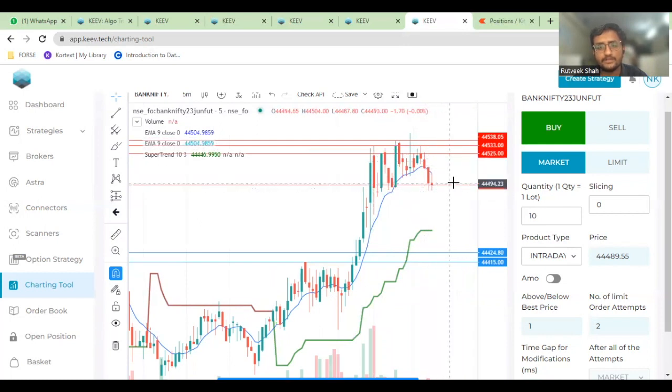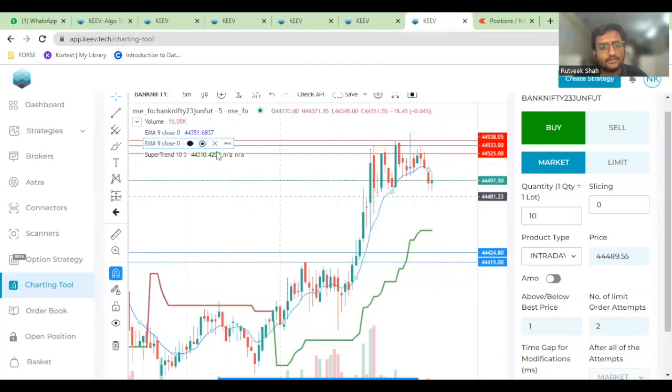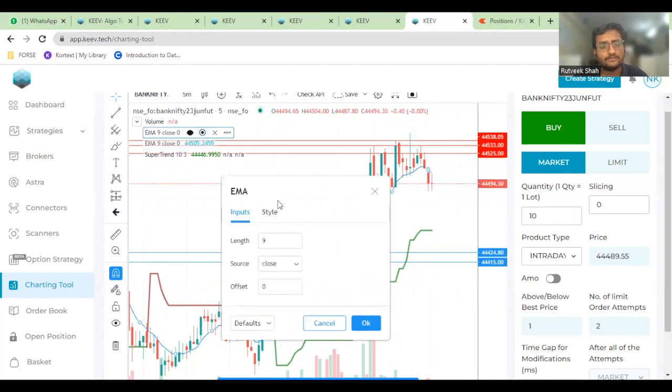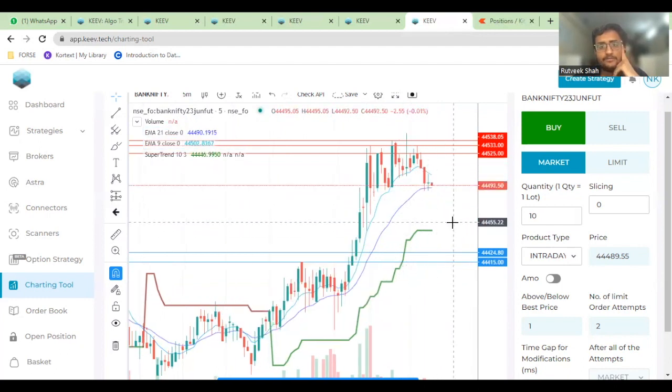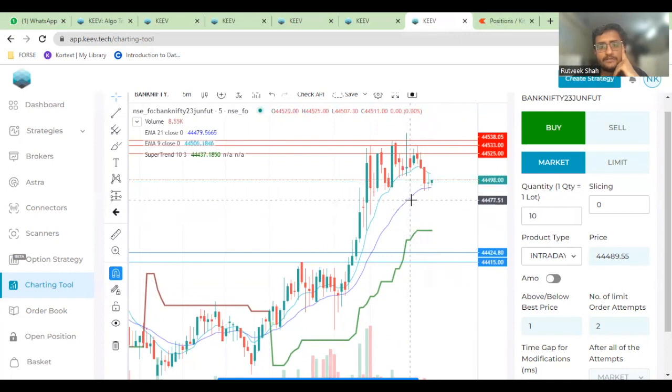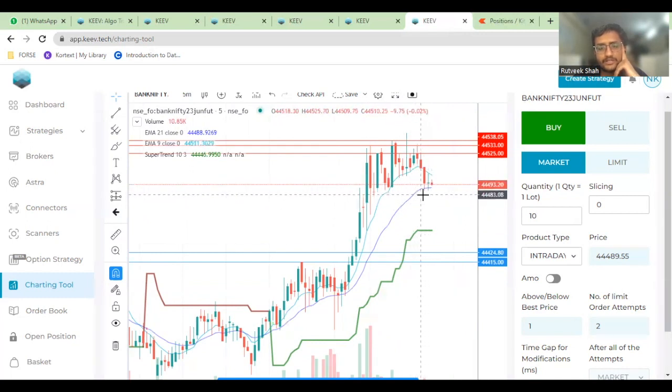Good resistance. So it has clearly broken the 9 EMA support. We'll see how it will perform with the 21 EMA now. So as you can see, after the 9 EMA, it is taking support near the 21 EMA. Moving forward, we'll keep our position and check whether any changes or adjustments are to be made here.